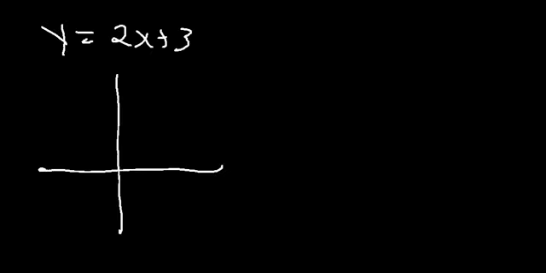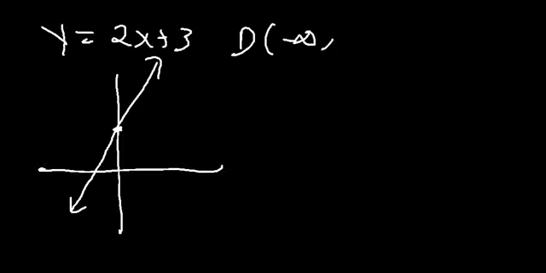Now just to review, for linear equations, let's say y is equal to 2x plus 3, I'm just going to draw a rough sketch. So it starts at 3 with a slope of 2. Let's say it looks like this. The domain for a linear function is just negative infinity to infinity. The range is the same thing.